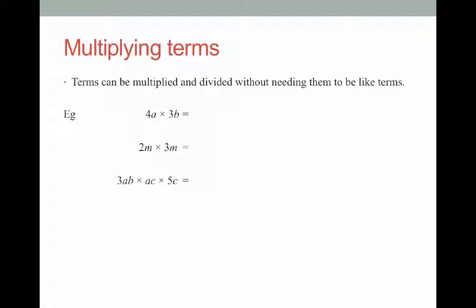What we're going to do is multiply the numbers. So we're going to do 4 lots of 3 and get 12. And then we're going to multiply the letters together. A lots of b is just ab. So 4a times 3b simplified is going to be 12ab.